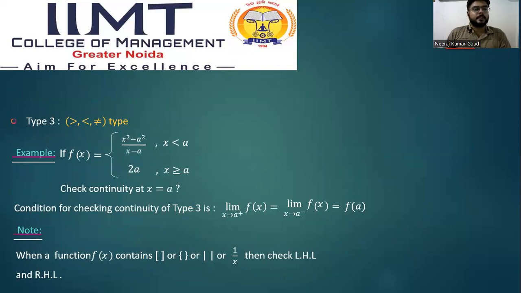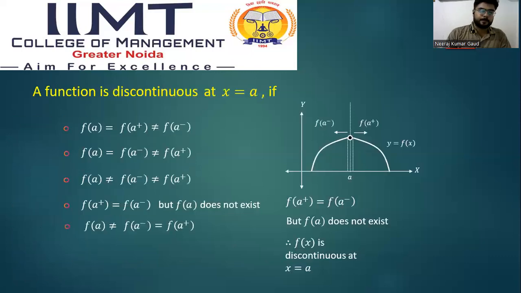Type 3 is less than, greater than, not equal to. That is, for example, if f(x) is equal to (x square minus a square) upon (x minus a) when x less than a, 2a when x greater than a, check the continuity at x equal to a. Condition for checking continuity of type 3 is limit x tends to a positive f(x) is equal to limit x tends to a negative f(x), which is equal to the function value. When a function f(x) contains greatest integer, fractional part, modulus, or 1 by x, then check LHL and RHL.